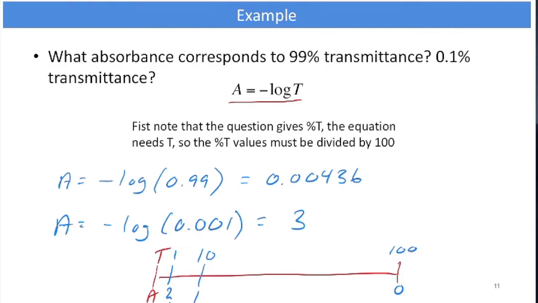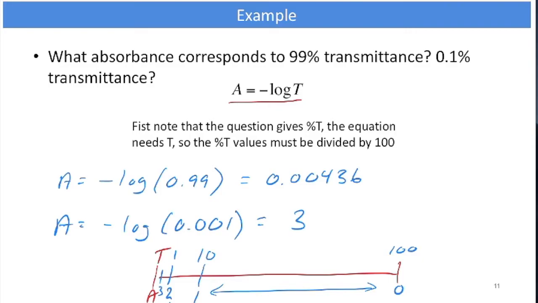For signals that give us an absorbance between 1 and 2, we have 9% of that scale to work with. And if we go even farther, a percent transmittance of 0.1%, so what we just did, we have an absorbance of 3. Now we have an even smaller range to work with.